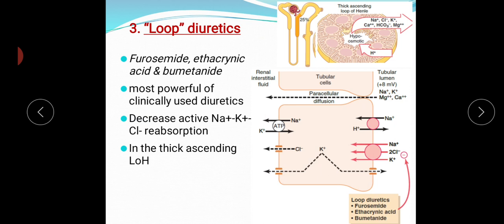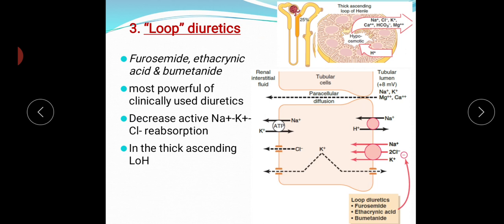Now, going to the next group of diuretics, the loop diuretics. As the name suggests, loop here means the loop of Henle. These loop diuretics act at the thick ascending limb of the loop of Henle. You know about the loop of Henle, the descending portion and the ascending portion. The descending thin portion is permeable to water but not to solute, but the ascending portion of the loop of Henle is highly permeable to solute but not to water.